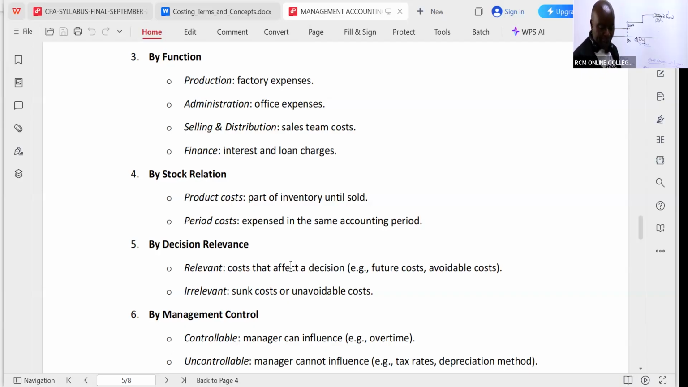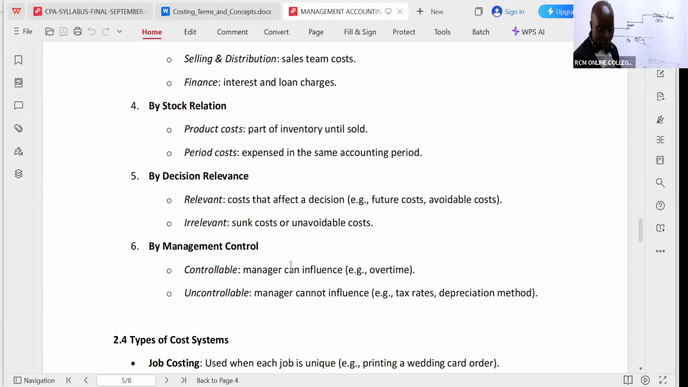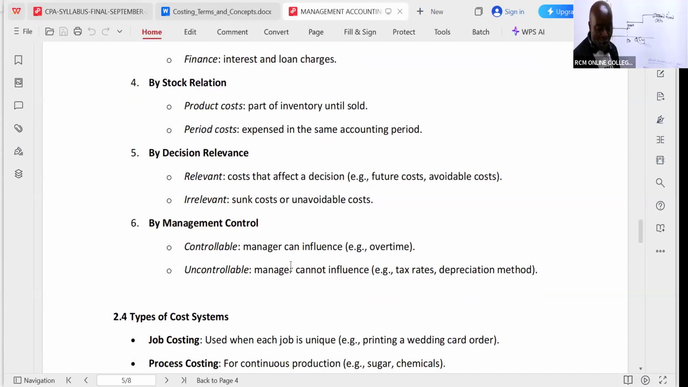And then number 6, we have management control. There are those costs, ladies and gentlemen, you as management, you can hold them by the horns. Like how you can hold a bull by its horns and then you say, you bull, you are not moving anywhere. Today I'm with you. You bull, you're not going anywhere. So those costs are called controllable. You can control them.